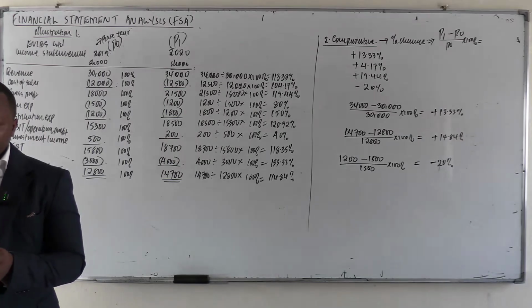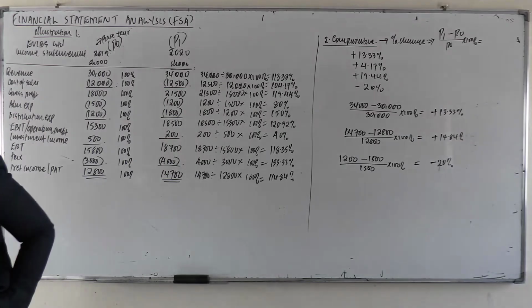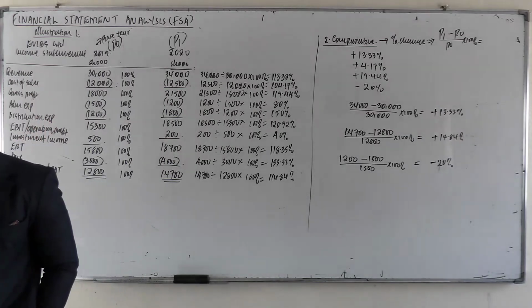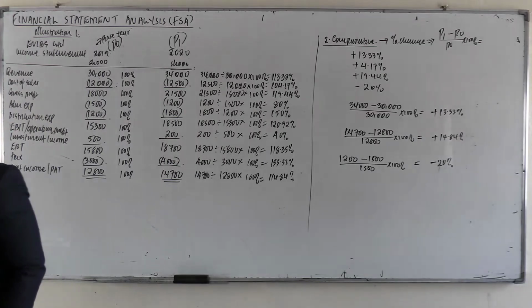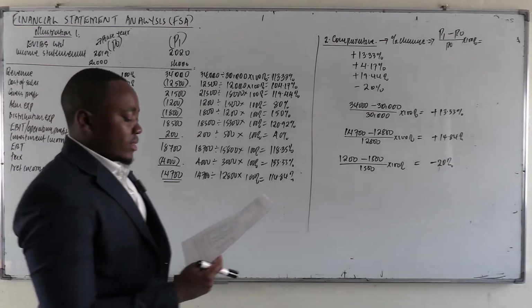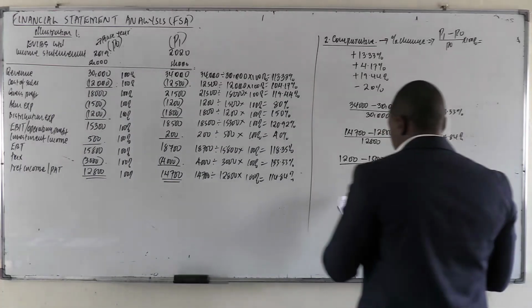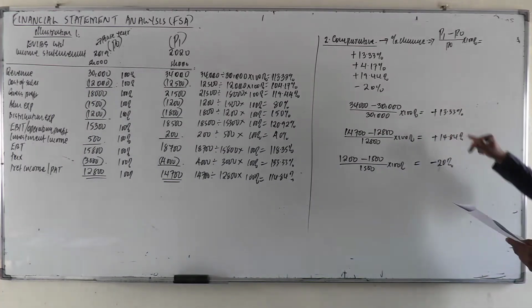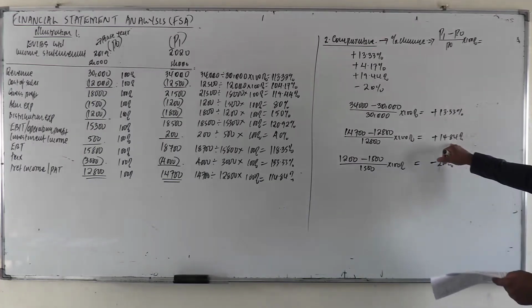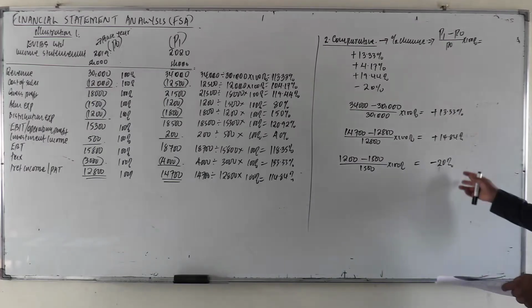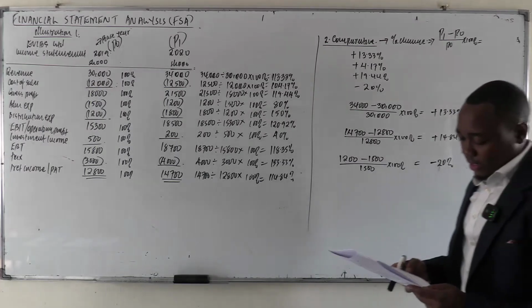So for the solution, first you need to compute the absolute change. And how do we determine that? By taking P1 minus P0, where P1 is a subsequent period or subsequent year, P0 is the base year. And if you look at those solutions, for example, for the revenue is 13.33, and that's what I was explaining. If you look at the net profit, it is 14.84. So that's what I was trying to explain.